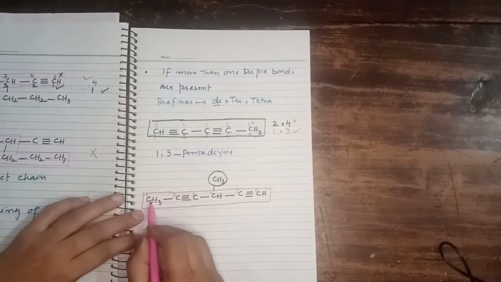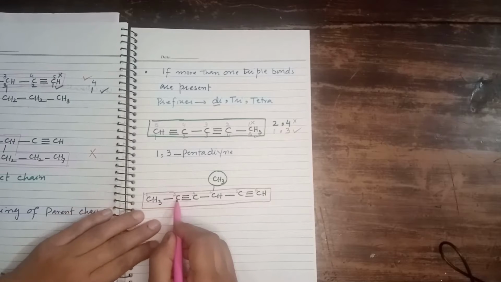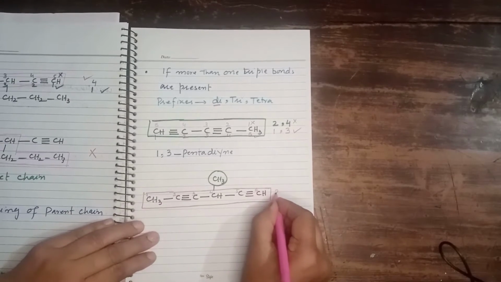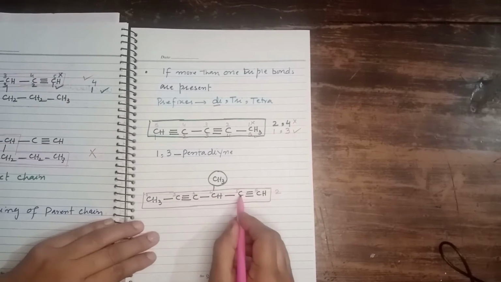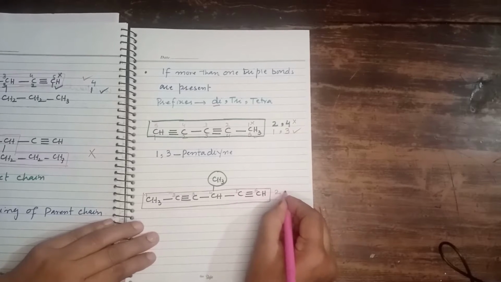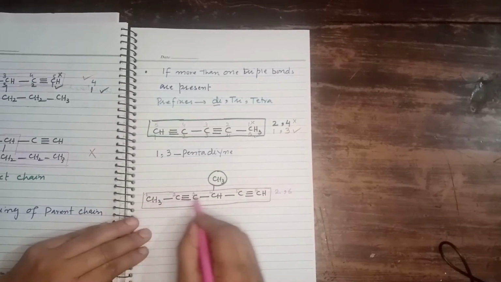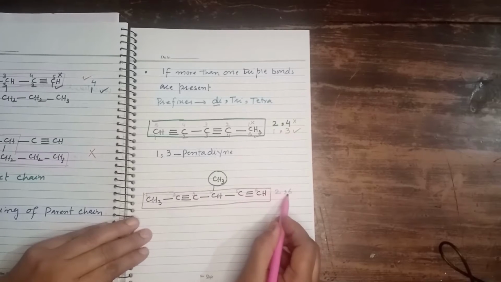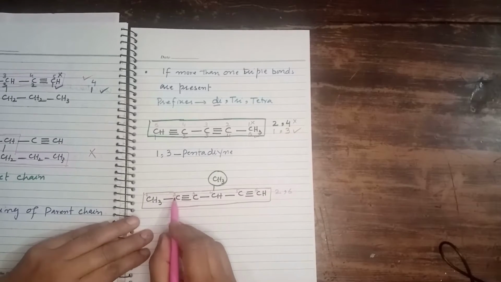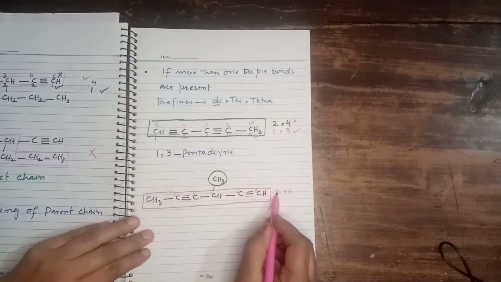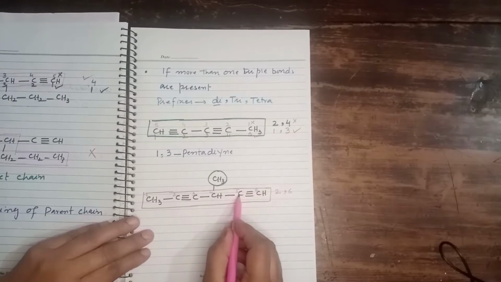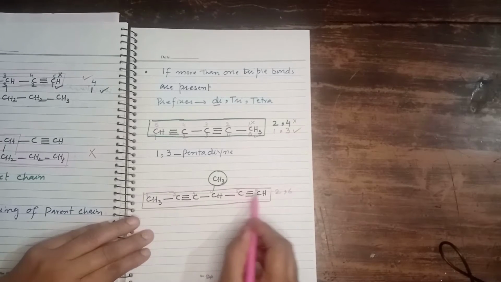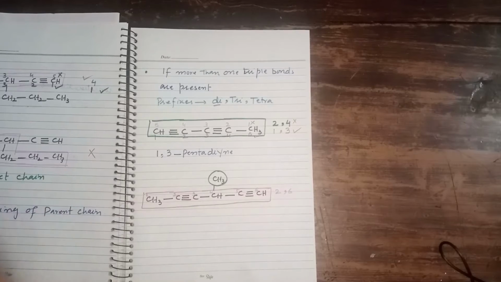Here you can notice the first triple bond is present between carbon number 2 and carbon number 3, right students? And the second triple bond is present between carbon number 5 and carbon number 6, right? If we do the numbering from left hand side, these are the positions of the triple bonds. That is, the first triple bond is between carbon 2 and 3, and the second between carbon number 5 and carbon number 6, right students?